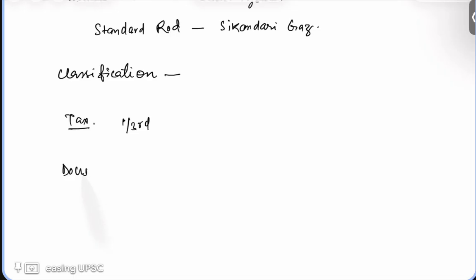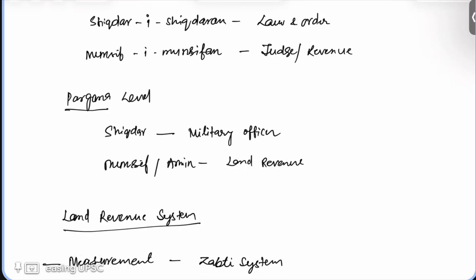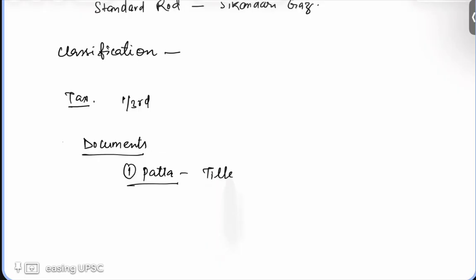Then documents. He introduced two critical documents to protect peasants' rights. First one is Patta. Locally, if you come to northern India, you will find this term very frequently. So this is a title deed given to the farmer explaining his rights and tax liability.